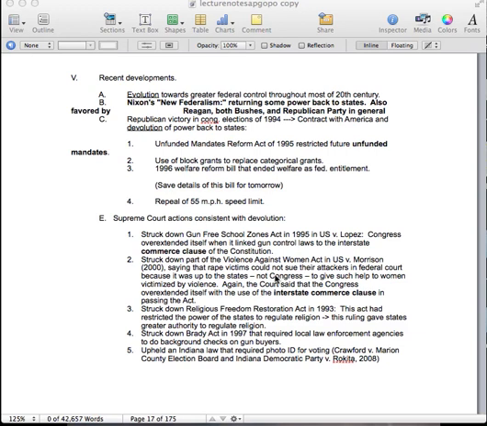Number 3, the Court struck down the Religious Freedom Restoration Act of 1993. This act had restricted the power of states to regulate religion. This ruling gave states greater authority in regulating religion. This becomes a state issue, not a federal issue. Very important. Number 4, the Court struck down the Brady Act in 1997 that required local law enforcement agencies to do background checks on gun buyers. Now it's a state issue, and you can't make it a federal issue. And then the Court upheld an Indiana law that required photo ID for voting. So all these things, 1, 2, 3, 4, and 5, are all state issues dealing with the devolution revolution, giving more power back to the states.